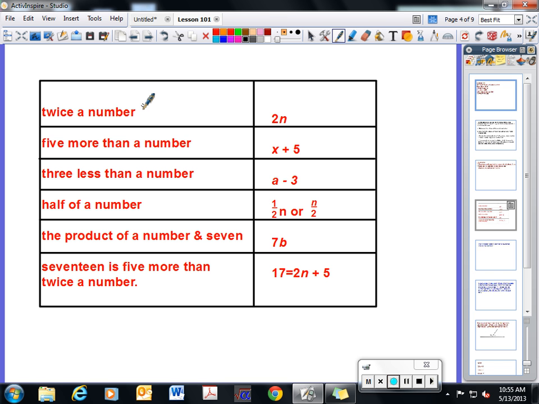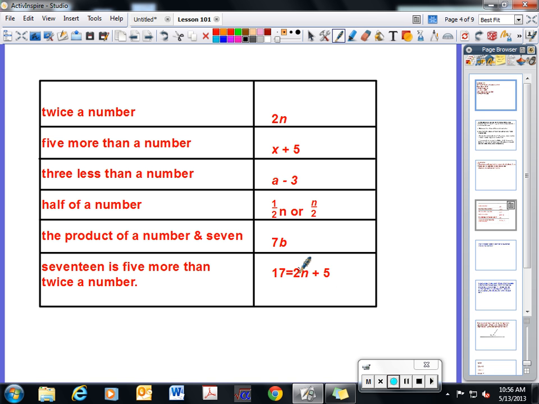So for just a couple examples, if you have twice a number, the way to write that as an algebraic expression is 2 times the letter. I want you to take a look at this one down here. If you have half of a number, you can take 1/2 times n, or you could take the number n divided by 2. Either one of those would be an accurate way to write that expression. Down here we have the equation: 17 equals 5 more, so you would add 5 to twice the number. They took 2 times n.